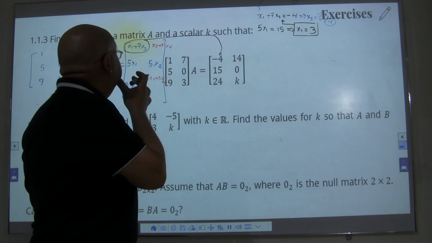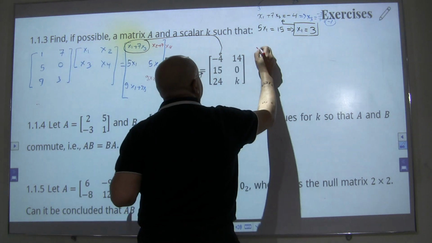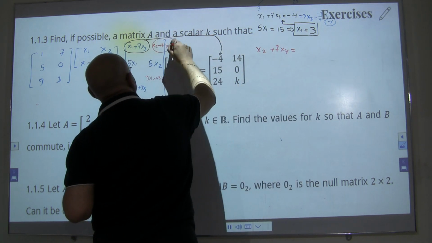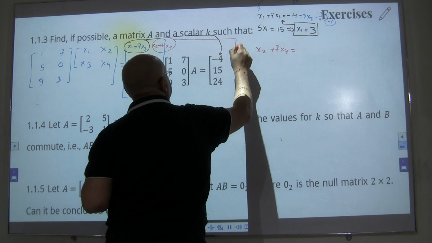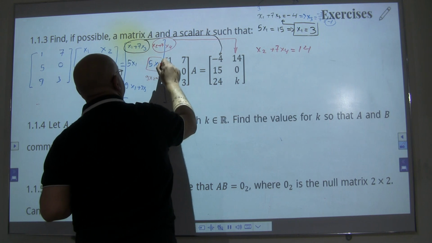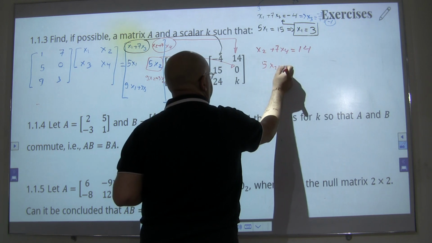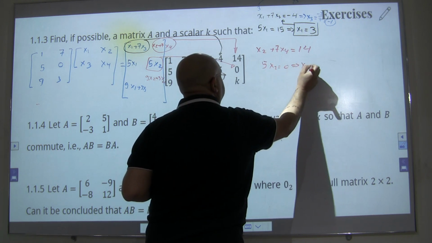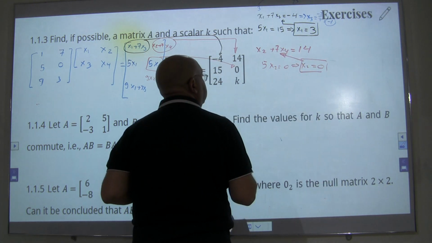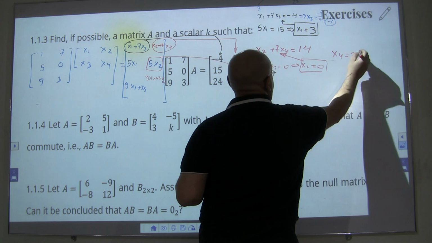Can you do the second equation? x2 plus 7 times x4 should equal what? Then 5 times x2 should equal what? So 5x2 should equal 0, which means x2 equals 0. Take x2 and substitute in the first one. Replacing x2 equal to 0 will lead to x4 equal to 2.